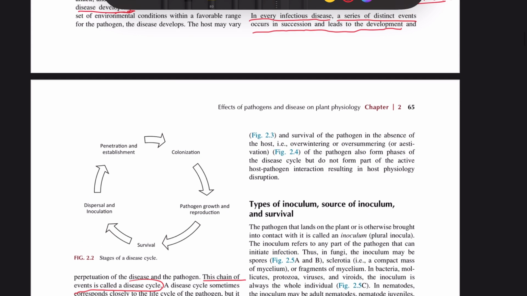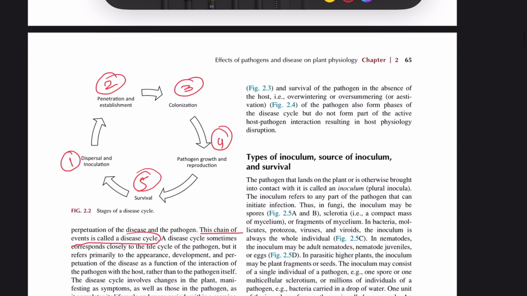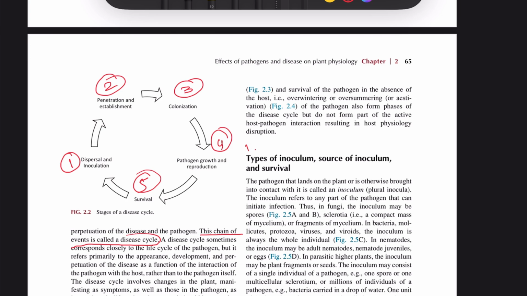The first will be dispersal and inoculation. Second, penetration and establishment. Third, colonization. Fourth, pathogen growth and reproduction. And the fifth is survival. Cool. So first we will start with this: type of inoculum, source of inoculum, and survival.